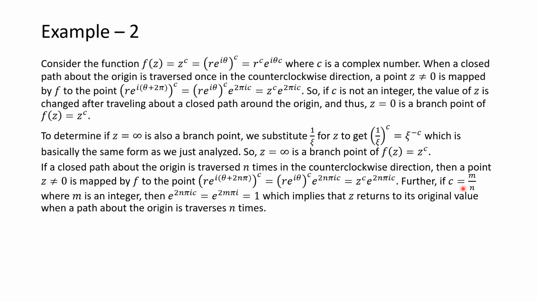And if c equals m over n, where n is an integer, in other words, it's a rational number, then in e to the 2n pi i c the n cancels out, and you get e to the 2m pi i, which equals 1. This implies that z returns to its original value when a path about the origin is traversed n times.